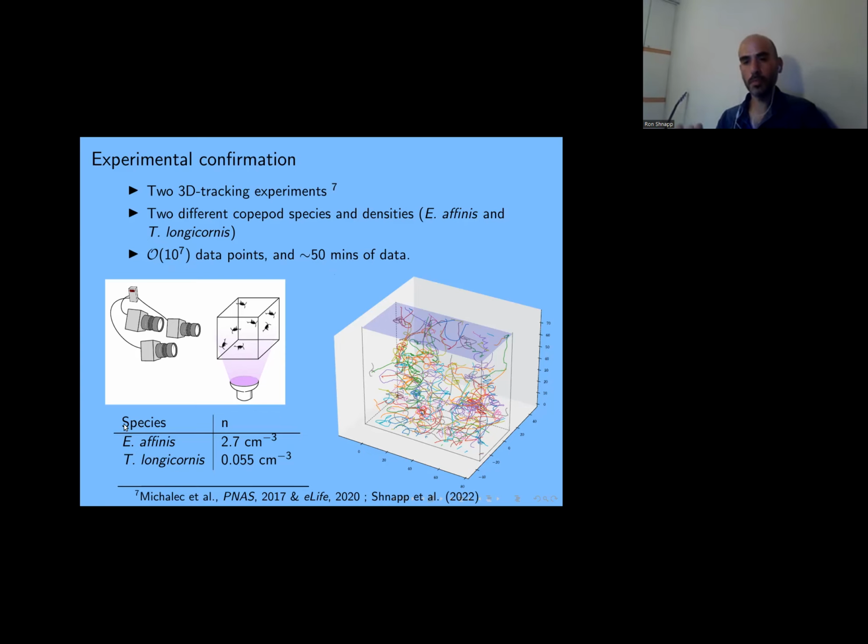Another difference between these 2 experiments is that we used very different values of the number density of the particles inside of the tank. François, with his Temora affinis experiment, used a very high density of copepods, about 2.7 copepods per cubic centimeter on average. However, I used a very low density of copepods inside of my tank. With the Temora longicornis, I had 2 orders of magnitude less density. So we have really 2 completely different experiments. We use the same technique, it was the same lab, but there are 2 different species and 2 very different densities of specimens inside of the water tank.